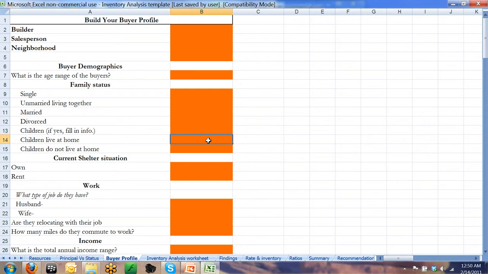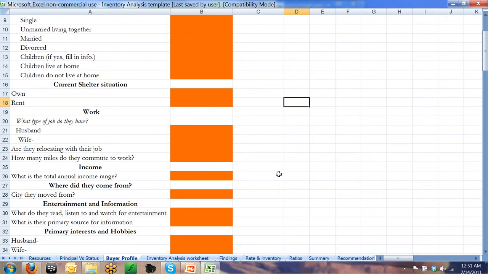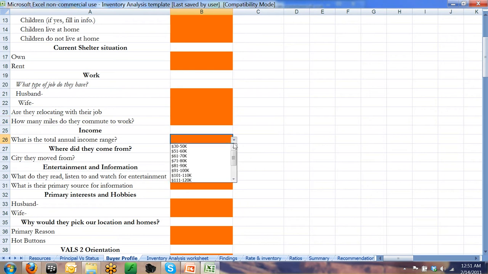Are they living at home? Yes or no? Do they currently own or rent? What type of work do they do? I've got a drop down sheet here where you can pick a lot of different services. How about the husband? How about the wife? Are they relocating? Yes or no? How many miles are they driving or commuting to work? You found that out through the Census Bureau. How about their income range?